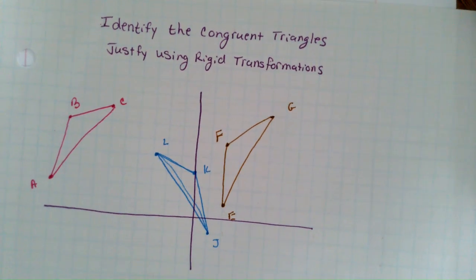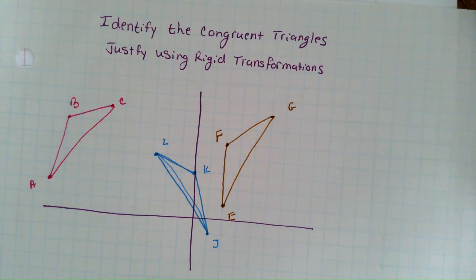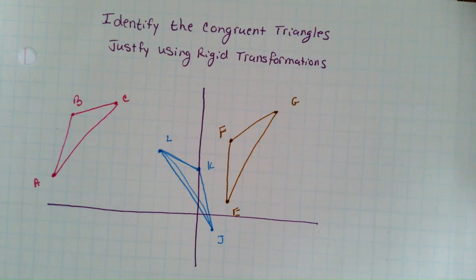So here we have a bunch of shapes. We have 3 triangles. And it says identify the congruent triangles using rigid transformations. That's how we're going to justify it.